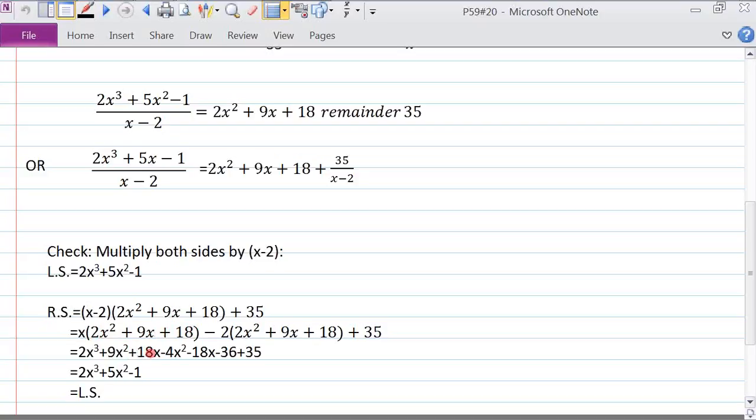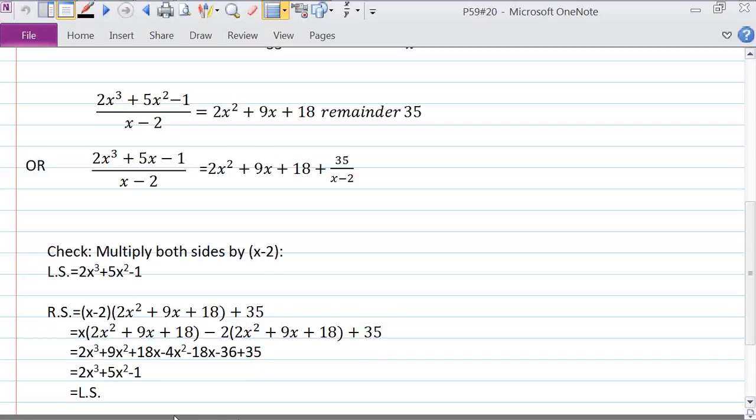So now I've removed the first bracket. Now I'm going to multiply minus 2 times 2x squared. That gives me minus 4x squared. Minus 2 times plus 9x gives me minus 18x. And minus 2 times plus 18 gives me minus 36. And then I have the plus 35 here.